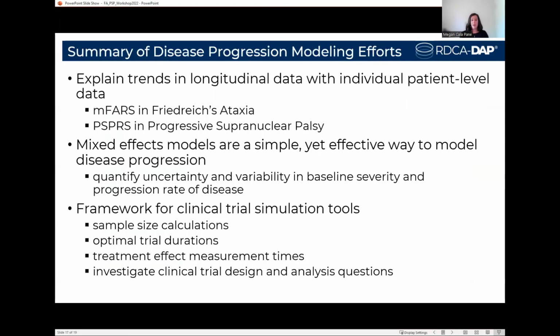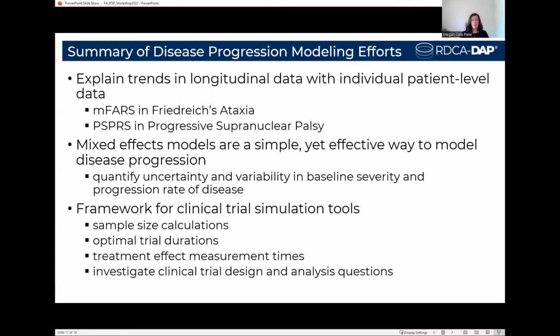So in summary, what I hope to have covered today in this discussion of disease progression modeling is how they can be used to describe trends in longitudinal individual patient level data. And through the case study example in Friedreich's ataxia, I introduced a specific approach using mixed effects as a means to quantify the uncertainty and variability within the disease progression.